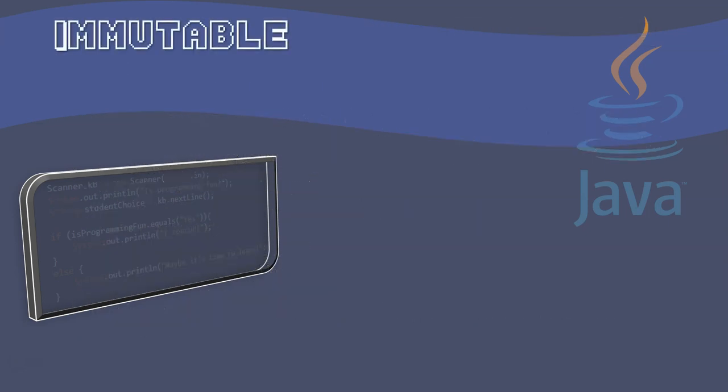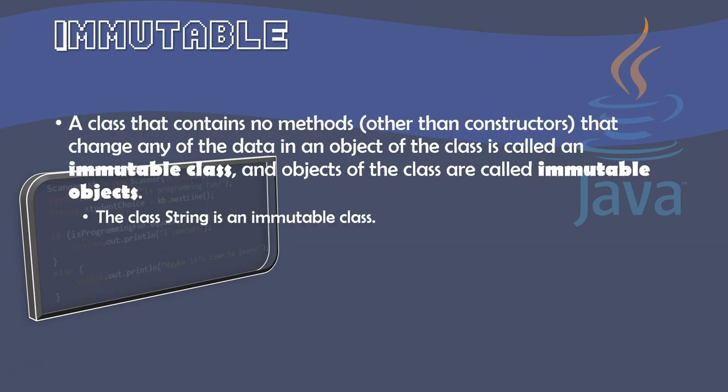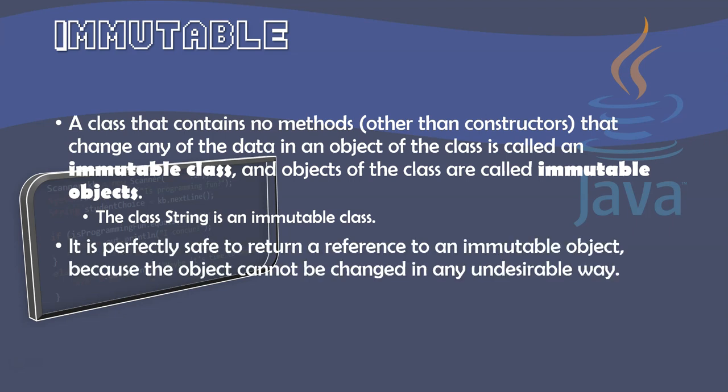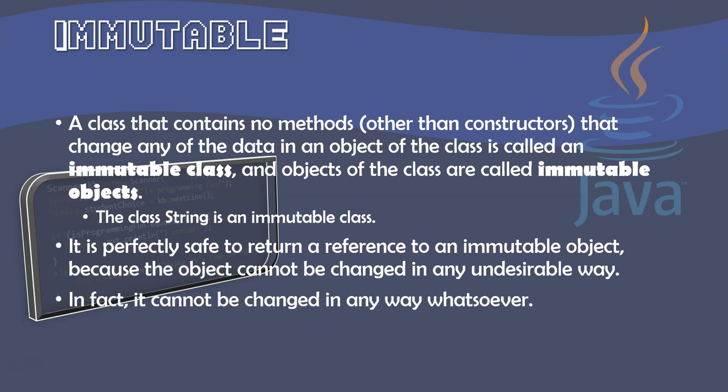And this gets us to our point of immutable. A class that contains no methods other than constructors that can change any of the data in the class object is known as an immutable class. And the objects of that class are called immutable objects. Case in point, the String class is an immutable class. We can't go in and start modifying these values. Therefore, it's perfectly safe to return a reference to an immutable object because the object cannot be changed in any undesirable way. In fact, it can't be changed in any way whatsoever.